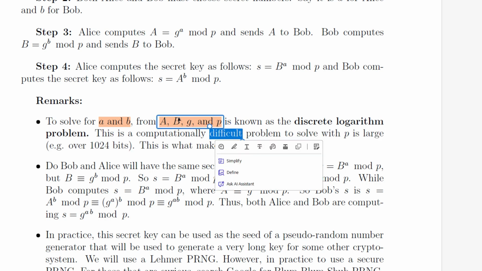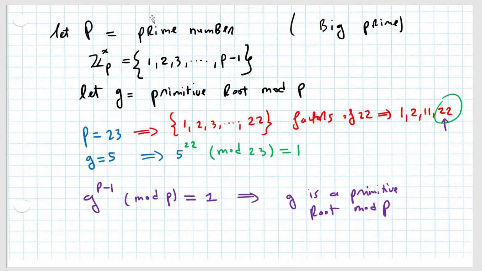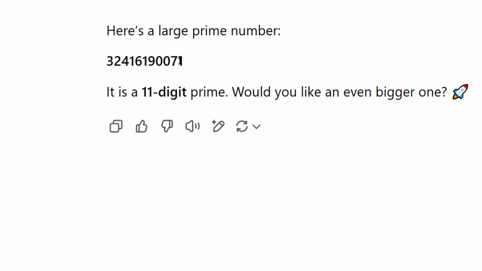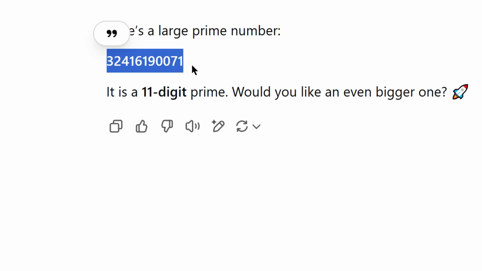The reason it's extremely difficult is that nobody knows how to factorize prime numbers, especially when they're really huge. So if I give you 23, you might say, okay Oliver, 23 is 1 times 23, right? Yeah. Okay, according to ChatGPT, this is a prime number.